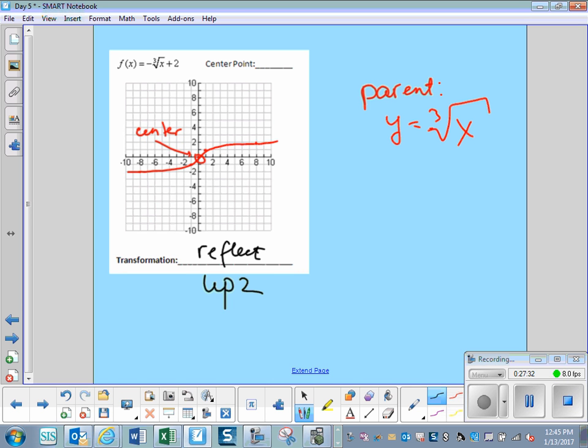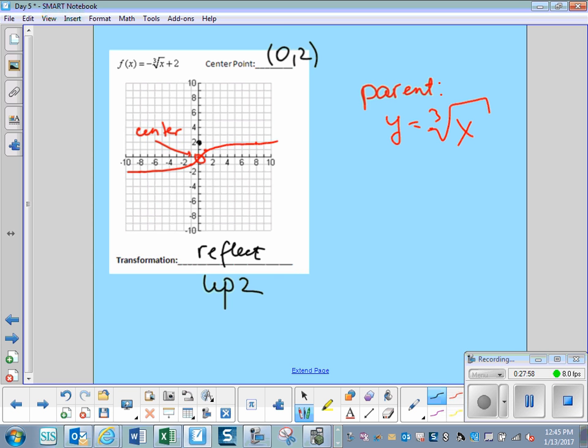Does the stretch affect my center? Or reflect? Does the reflect affect my center? No, because the center, the coordinates are 0, 0, right? So reflect means reflect around the x-axis. Nothing changes. And then up 2 brings me to 0, 2. So my new center is 0, 2, right? Is this right? Yes. Okay.